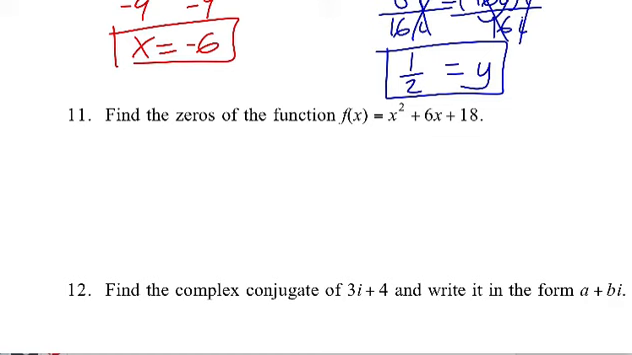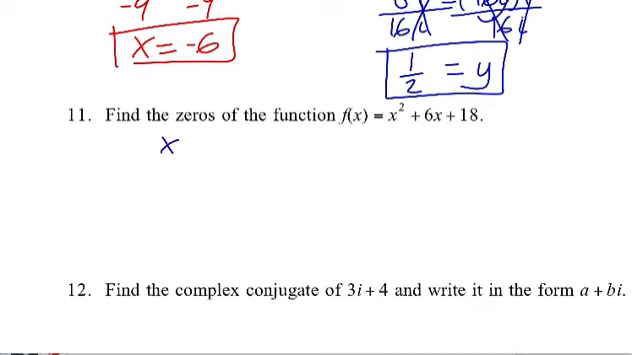Number 11 says, find the zeros of the function f of x equals x squared plus 6x plus 18. So far, the best way we can do this is either by factoring or completing the square. Now, to factor, we'd have to find two numbers that multiply to 18 but add to 6, which there aren't any. So instead, we're going to have to complete the square.